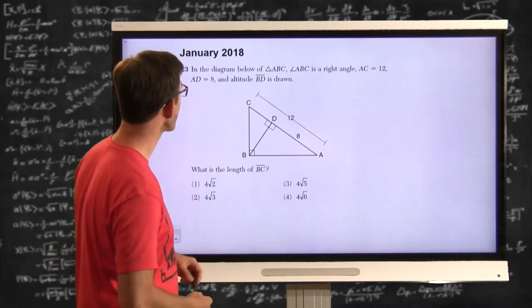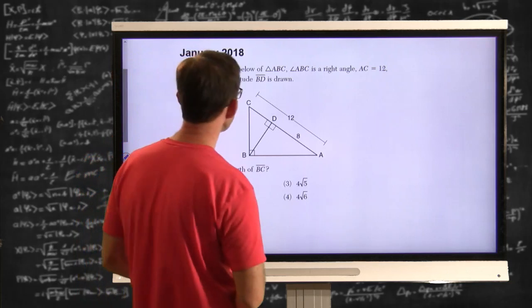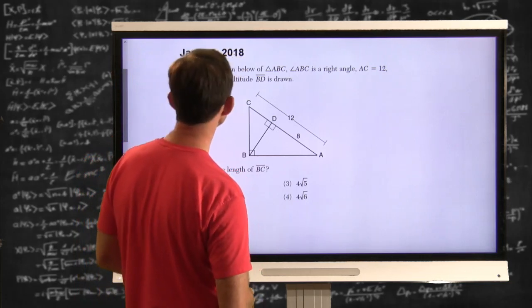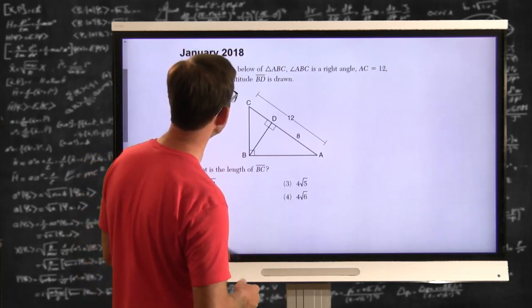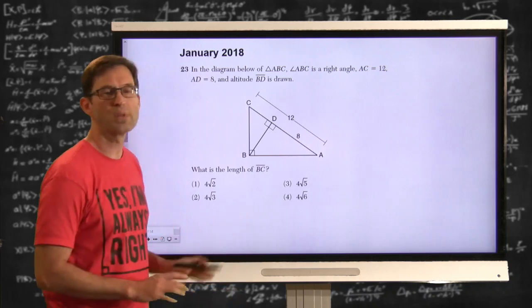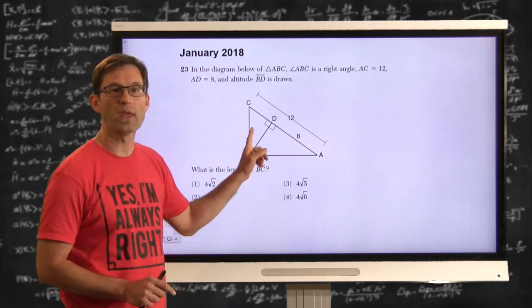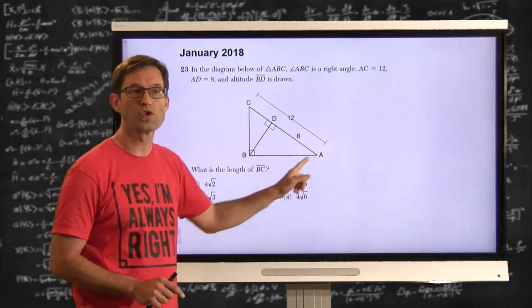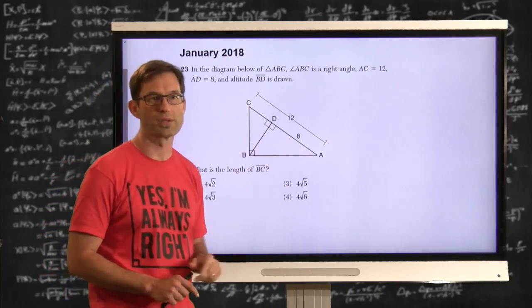it says, in the diagram below of triangle ABC, angle ABC is a right angle, AC is 12, AD is 8, and altitude BD is drawn. What always happens in these problems is that we get this one large right triangle and two smaller ones.